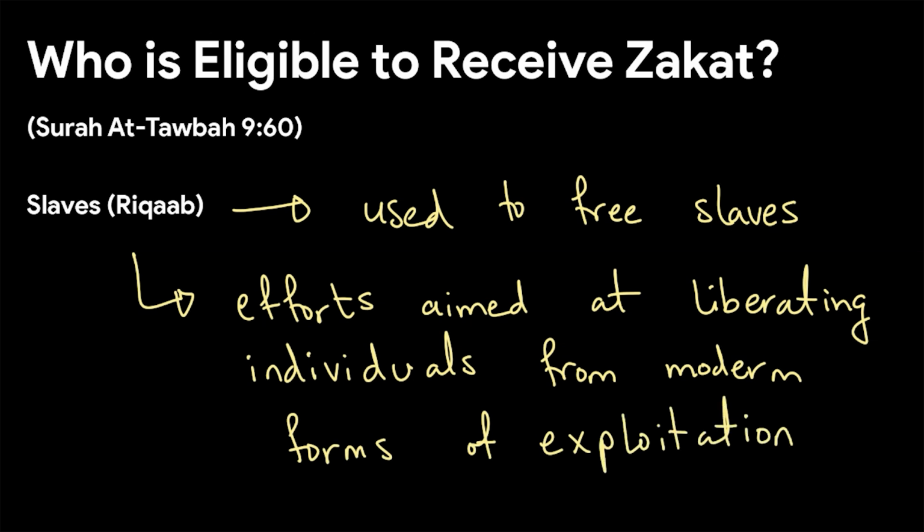So, for example, if you help a victim of human trafficking rebuild their lives, you can do so through zakat money. So you can pay zakat to help them rebuild their lives, or any other form of exploitation.